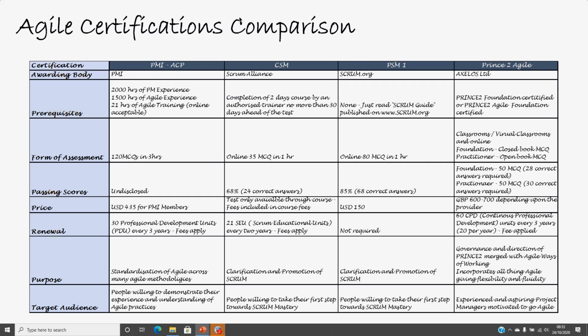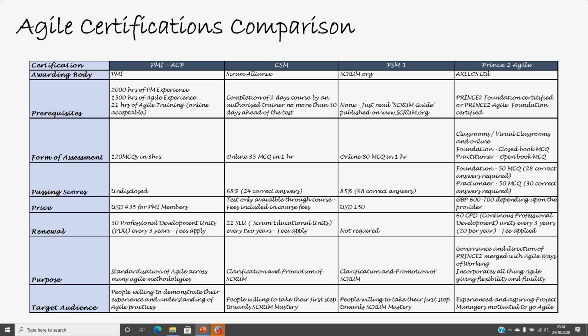One of them is PMI ACP. PMI is Project Management Institute, which is quite famous for the PMP certification for project managers. So ACP is Agile Certified Practitioner, which is also coming out from the same body. There's a prerequisite to take that certification. You have to have 2,000 hours of project management experience, and you have to have 1,500 hours of Agile experience, and you have to do 21 hours of Agile training, which online trainings are also acceptable.